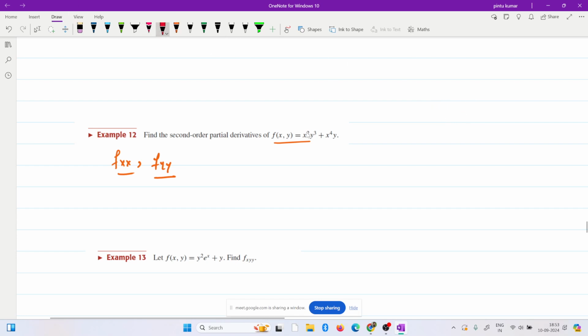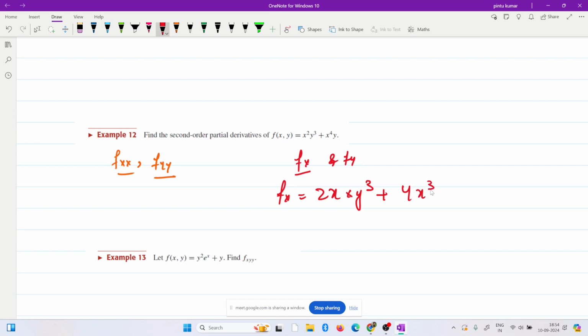So let's first of all try to find f of x and f of y. When we calculate f of x, we keep our y as constant and take the derivative with respect to x. So what would we obtain? We would obtain f of x is equal to 2x multiplied by y cube plus 4x cube y. Similarly, for f of y, we treat x as constant and differentiate only with respect to y. This is 3y square x square plus x to the power 4, right?